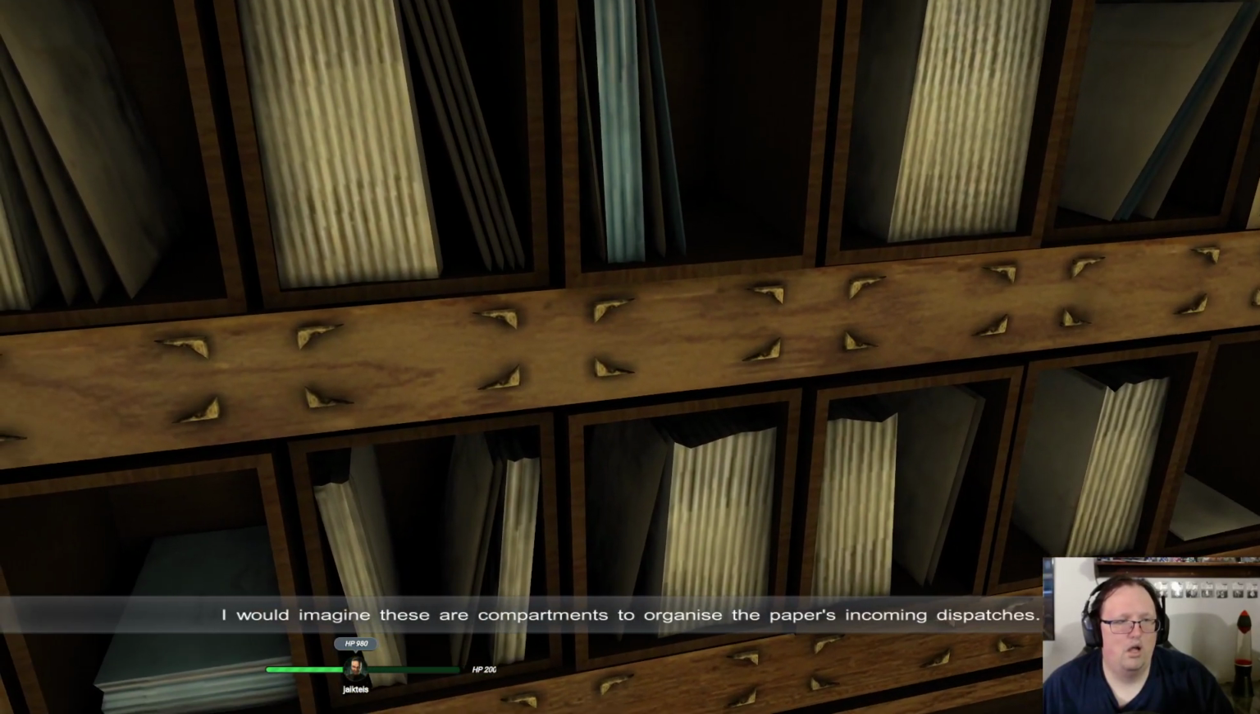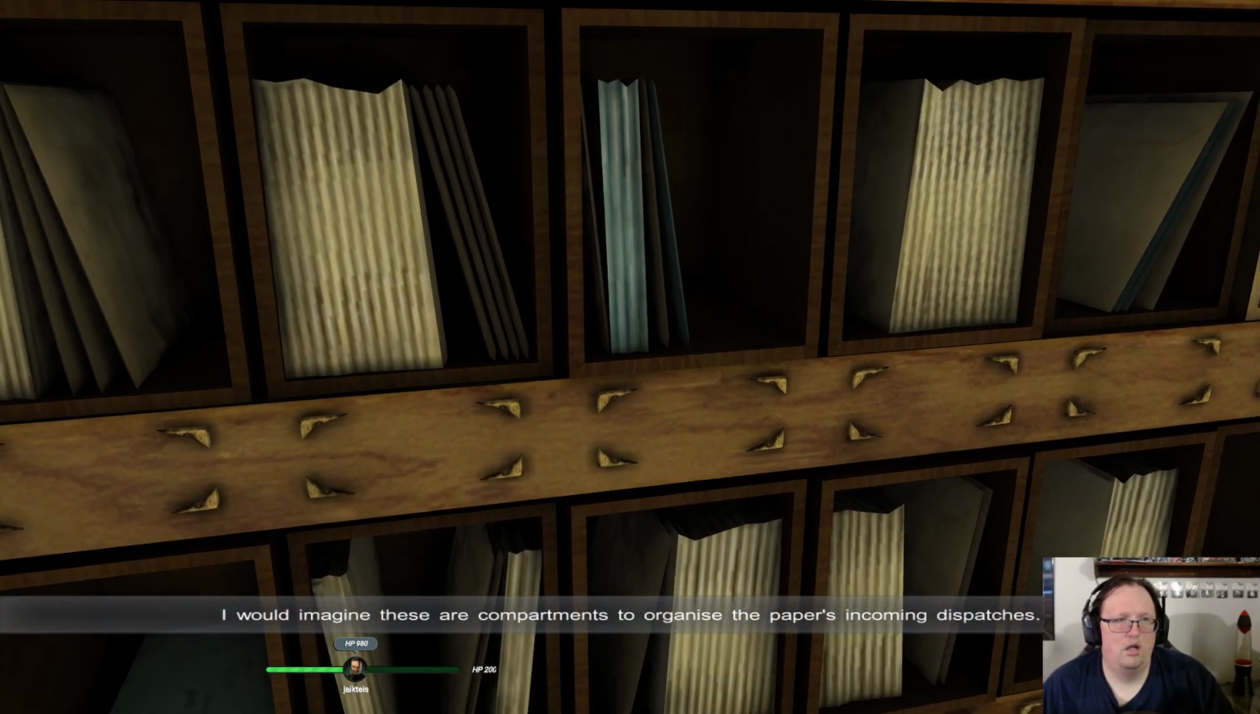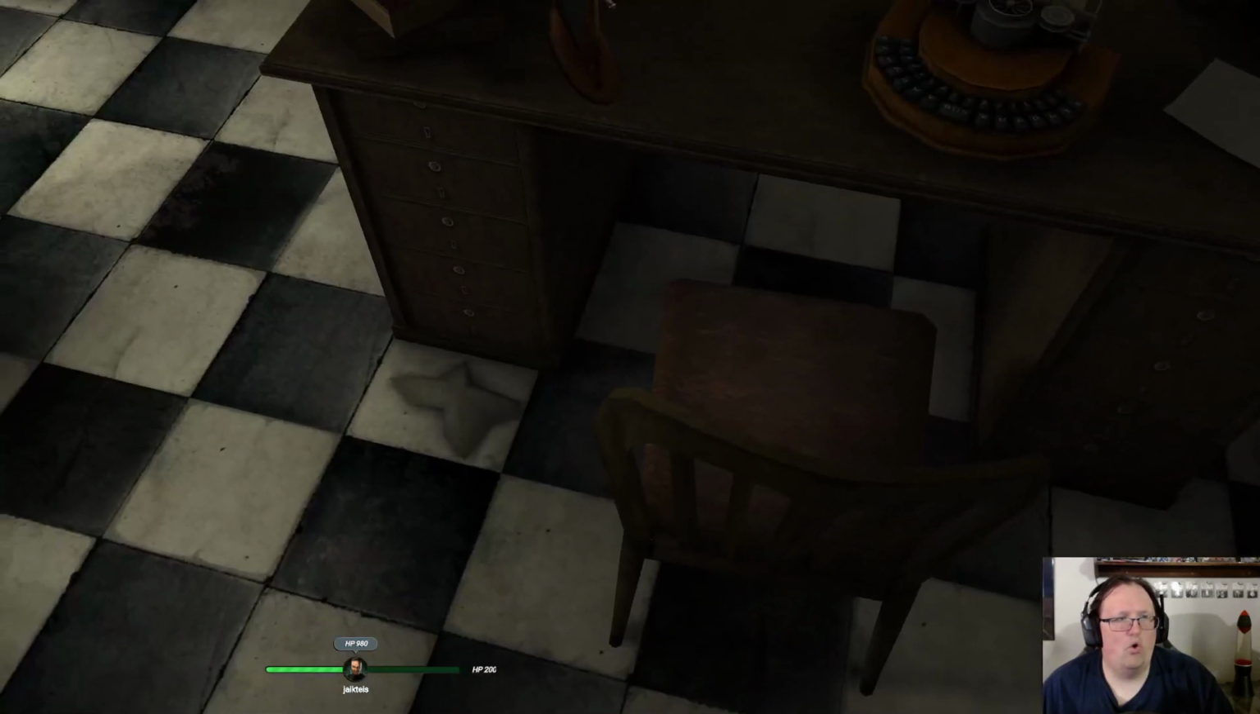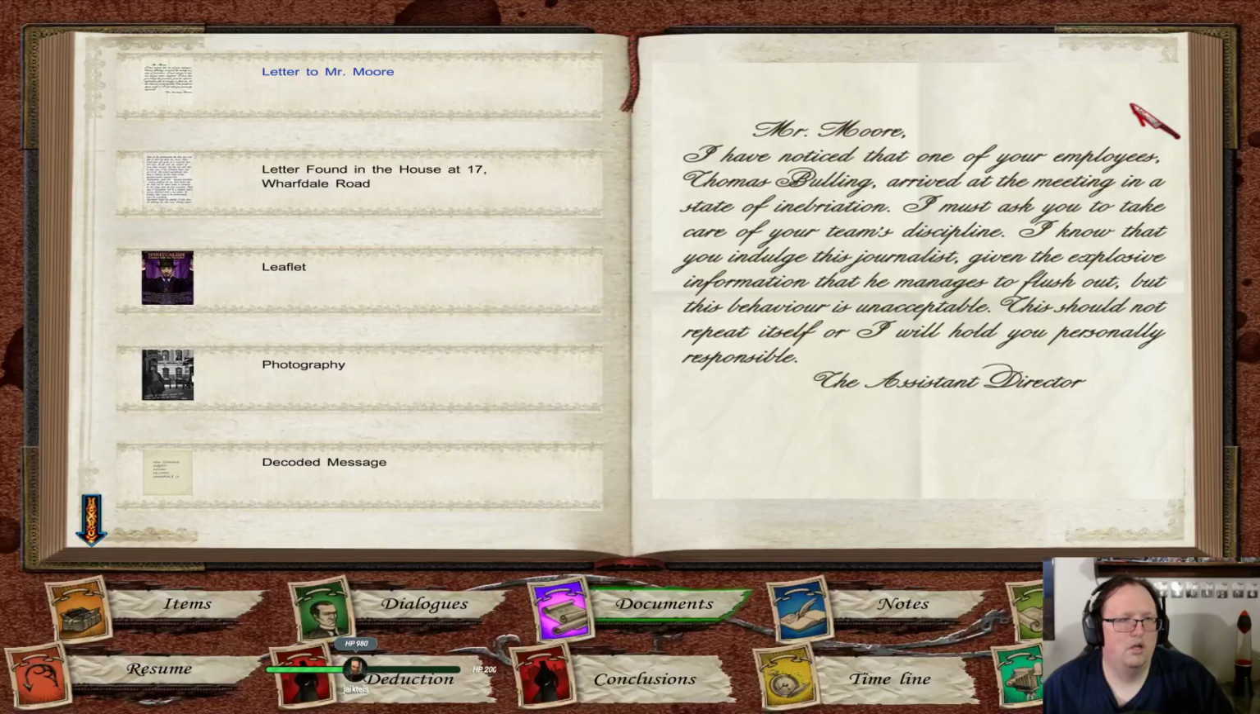I would imagine these are compartments to organize the paper's incoming dispatches. A mirror. What does that say? It's so fancy, I can barely read it.